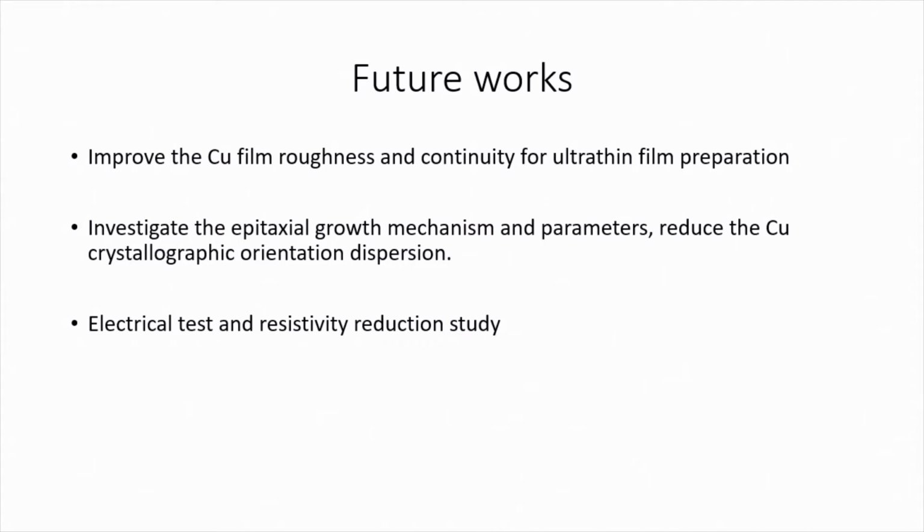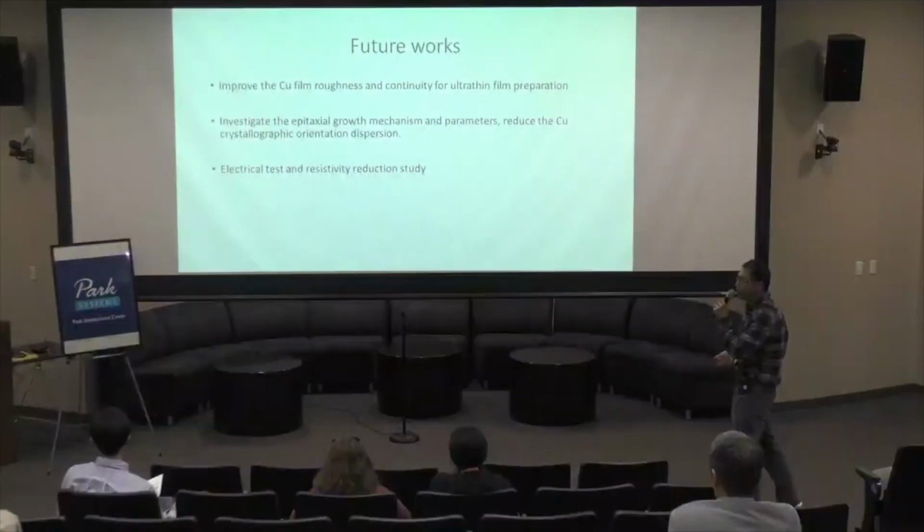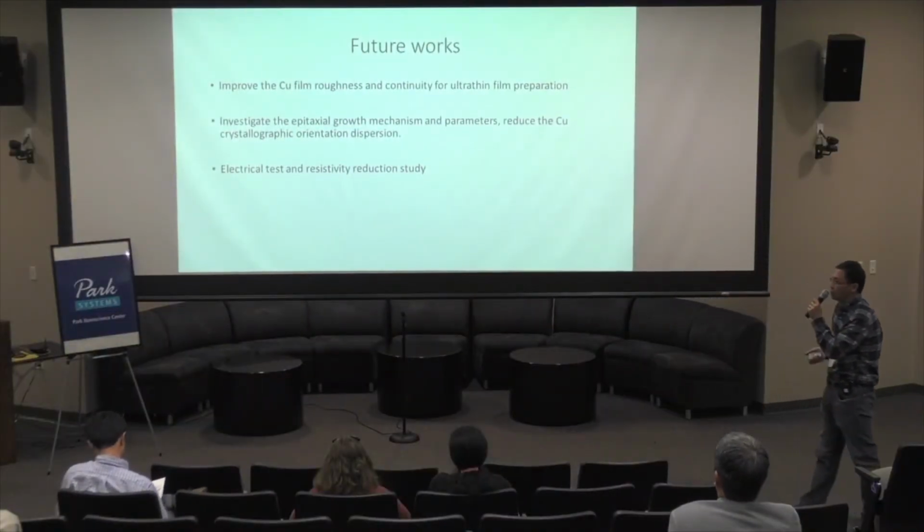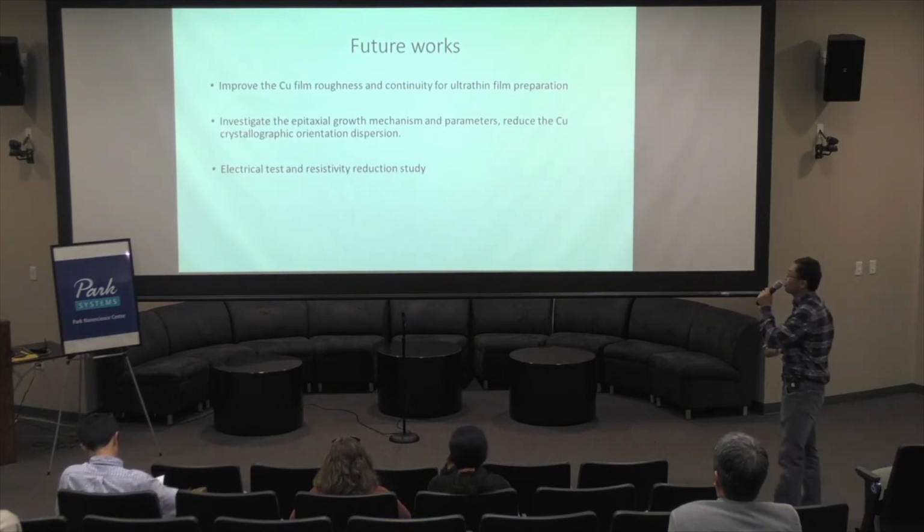As for our future work, we need to improve the copper film roughness, because from the AFM image we can see that the copper roughness is around 19 nanometers, which is very rough. It's preventing us from growing ultra-thin copper film for the electrical studies. Because graphene has very low wettability, copper tends to form 3D structures on the graphene.